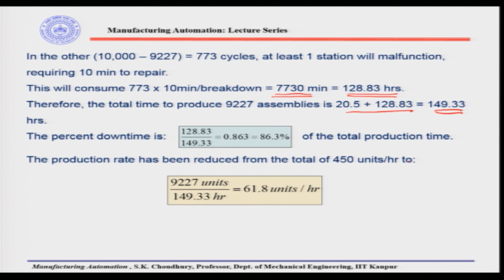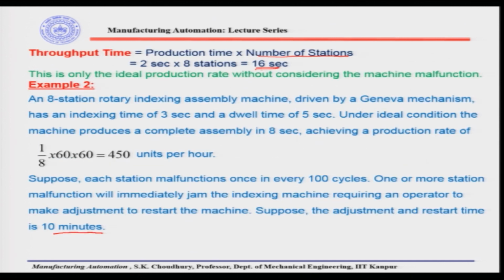Why are you talking about 450 units? We have already said that. Okay. That means here we have the 450 units per hour. This is the ideal one. Okay. If machine breakdown did not happen, then we would have produced 450 units per hour.